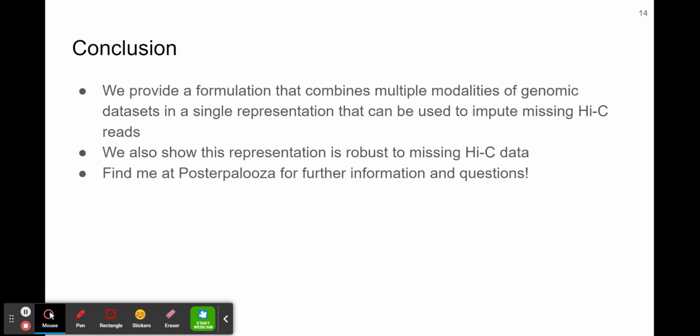In conclusion, our model GrapHiC provides a formulation that combines multiple modalities of genomic datasets into a single representation to impute missing Hi-C reads. We further show that our representation is robust to missingness of Hi-C data, given that we are still able to impute dense Hi-C contact maps.